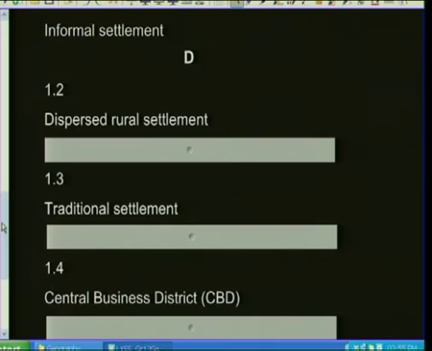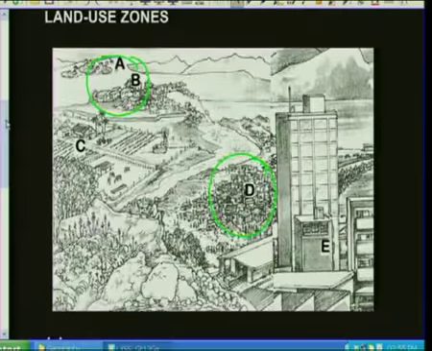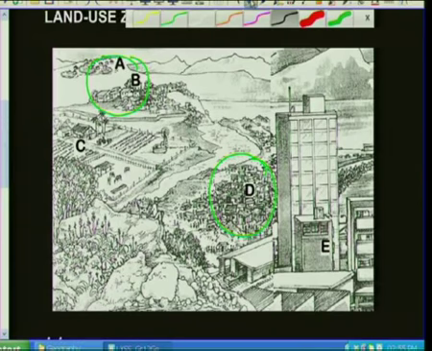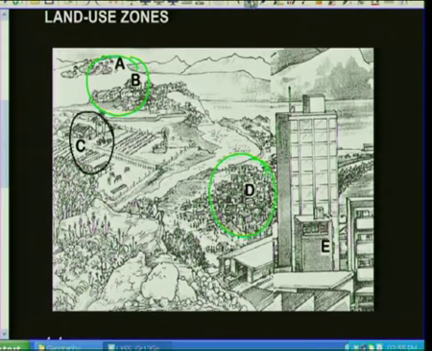So 1.2 is asking us to identify a dispersed rural settlement. Let's go back to the picture and see if we can find it. If we look up here, we've got areas A and B already highlighted. We've got area C out here. Now that's a new one. If you look at it, we've got a farmhouse all by itself and nothing else around it. Area C looks to be our one.